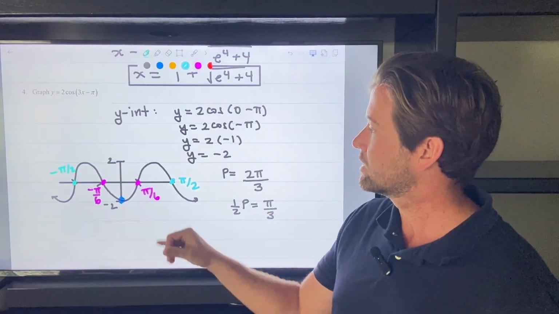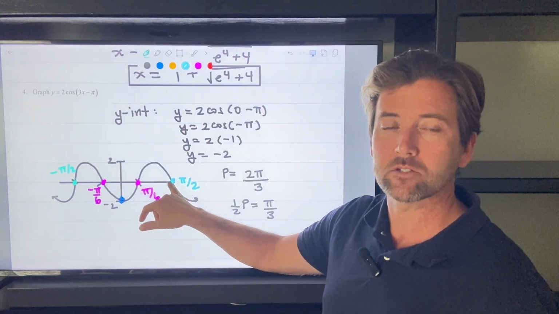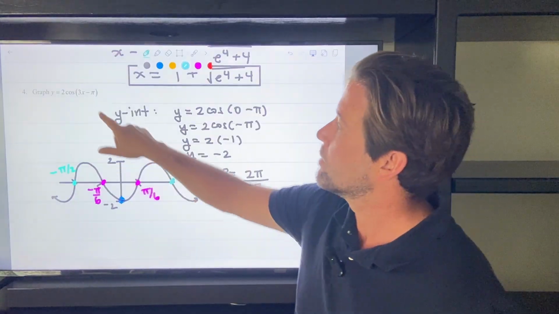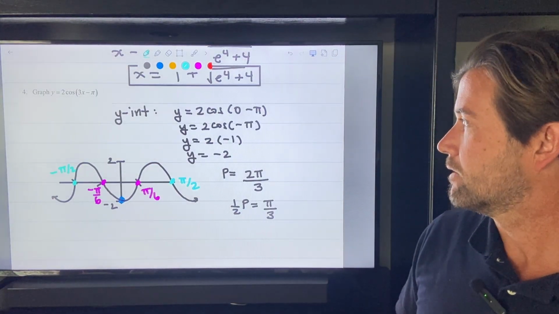It compressed the graph. This x-intercept for cosine of 1x is normally 3 pi over 2. But if you divide by 3, the 3's cancel, you get pi over 2. That's another way of looking at it.